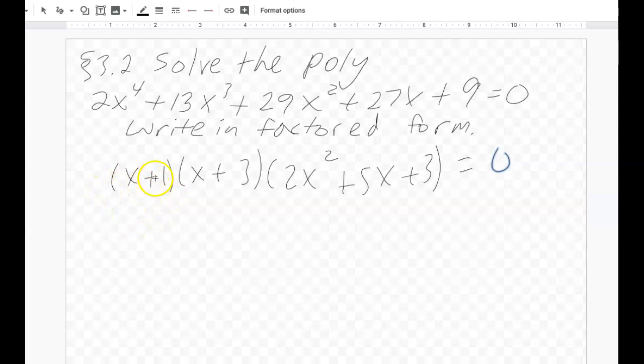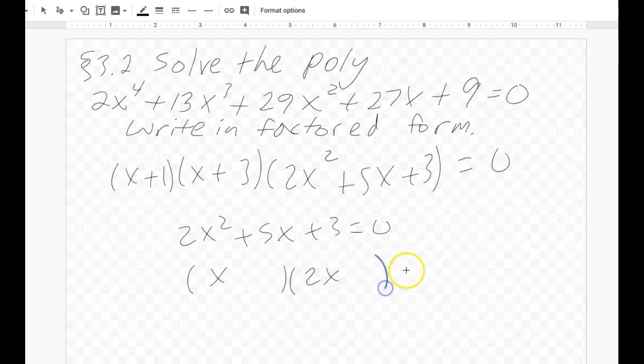So you can tell that when you set each of the factors to 0, -1 is a 0, set x plus 3 equal to 0, -3 is a 0. And so we should really see about what we can do with this quadratic. I want to see if we can factor this. So I know I'll need to get a 2x squared first. Now I need to ensure that I get a positive 3 when I multiply, and then when I add, I'll get a 5.